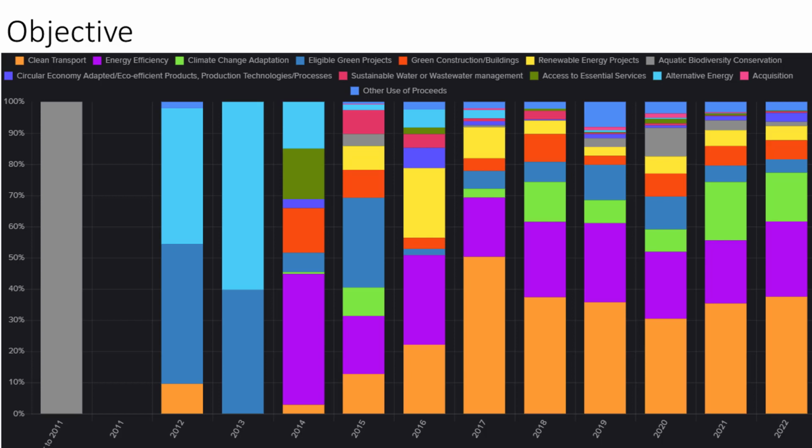Another thing, energy efficiency. It's quite an obvious objective. The next thing, climate change adaptation. We can see that it's there. Okay, it's not that dominant, but still it's around 10%, or between 10 and 20%. So this can also be important. Then my favorite, eligible green projects. So something which is green.